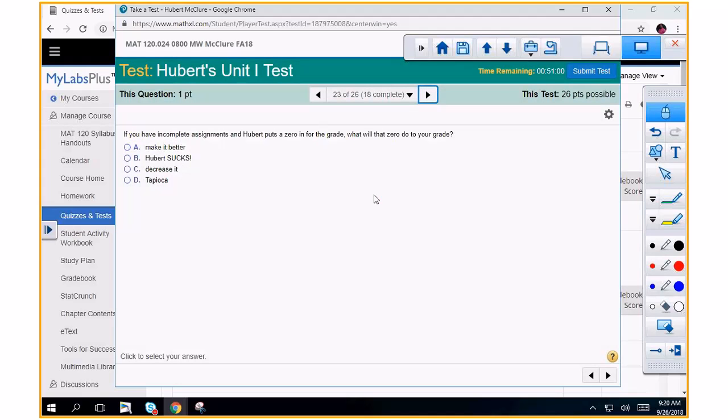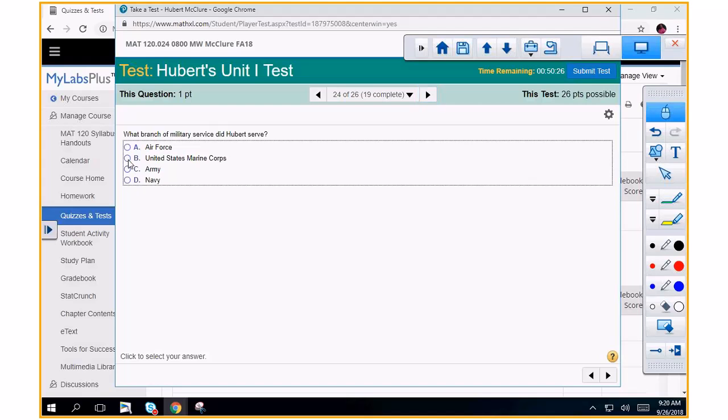That is beautiful. Yep. If you have incomplete assignments and Hubert puts a 0 in for the grade, what will that 0 do to your grade? Make it better, yeah. This is a student that came up to me at the end of the semester and said, oh, so if we don't turn in an assignment, we get a 0? Oh my God. Again, this person is not that dumb. This person is trying to act dumb. And when do they usually act dumb? After grade turn-in. And everybody knows.